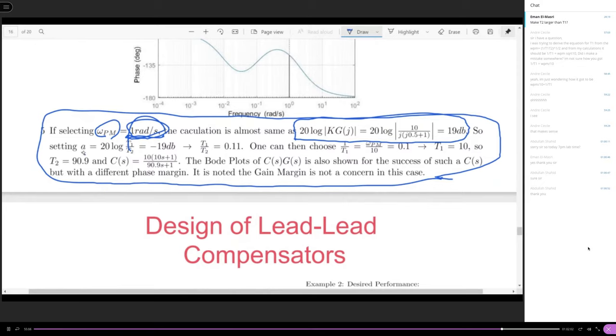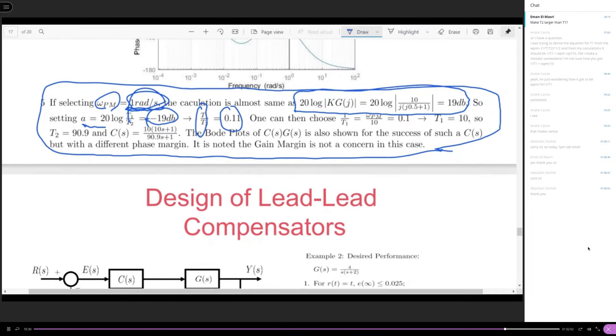From this, you're going to find out that the ratio of T1 over T2 is not 0.1. Instead, it is 0.11. It could go higher, because you only need a minus 19 dB magnitude drop from the phase lag compensator. You still use the same 10 times. Then you're going to find out omega T1 is still 0.1, but since the ratio is 0.11, now your T2 is not going to be 110. Instead, it's going to be roughly 91.